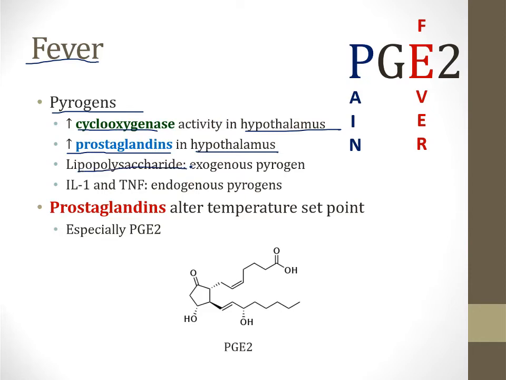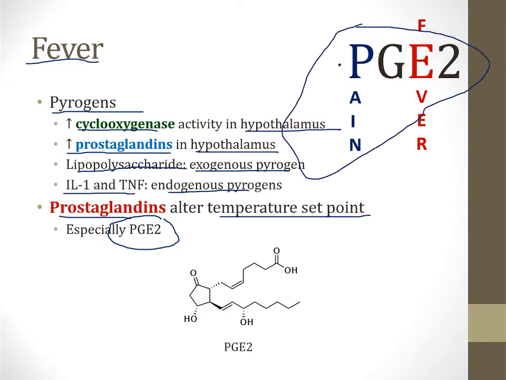There are a number of pyrogens that occur in the setting of inflammation. Lipopolysaccharide, which is found in many bacteria, is called an exogenous pyrogen because it comes from outside the body. IL-1 and TNF are cytokines. These are produced in the setting of inflammation, and these are endogenous pyrogens because they come from within the body. And so these pyrogens lead to higher levels of prostaglandins in the hypothalamus, and that's what raises the temperature set point. And of all the prostaglandins, the most important one for you to remember as regards to fever is PGE2. And like I told you before, PGE2 also causes pain, and pain and fever are both in the name PGE2.